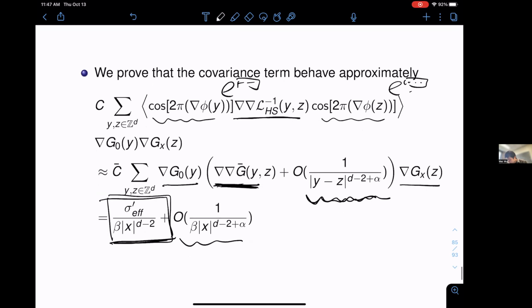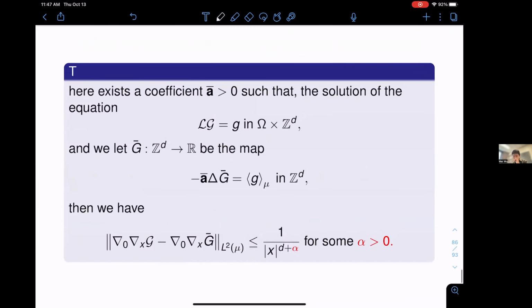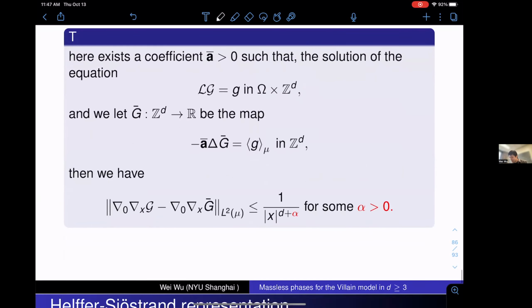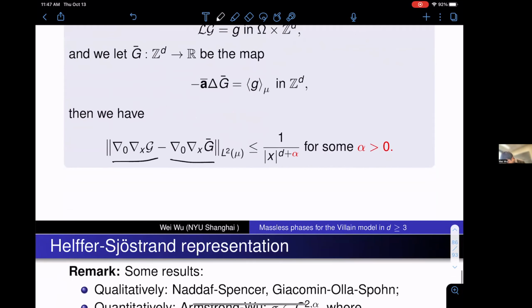So this leads to a very similar problem, but we just want to be more precise. We want to show that this Helffer-Sjöstrand Green's function, even if you take a double gradient, is also very close to the double gradient of the homogenized Green's function. So how do we do that?